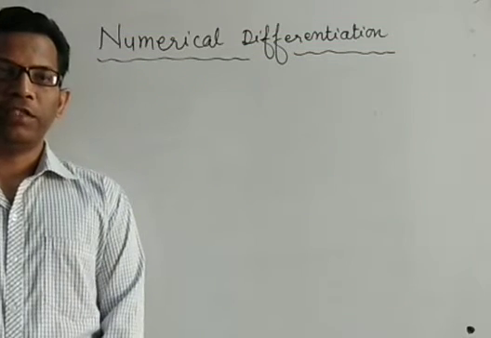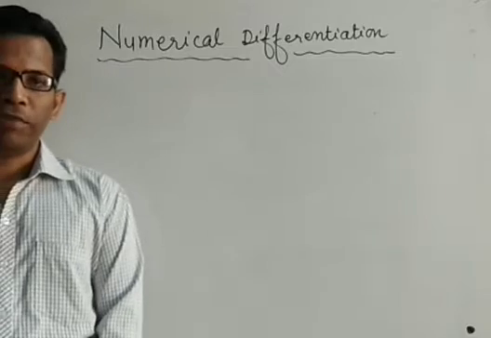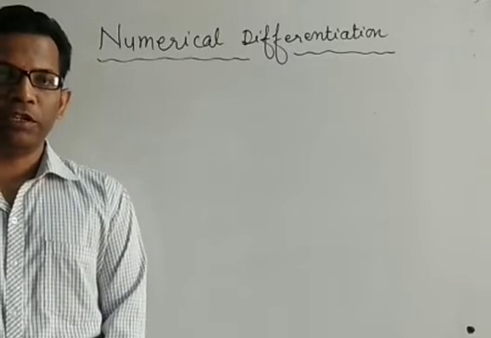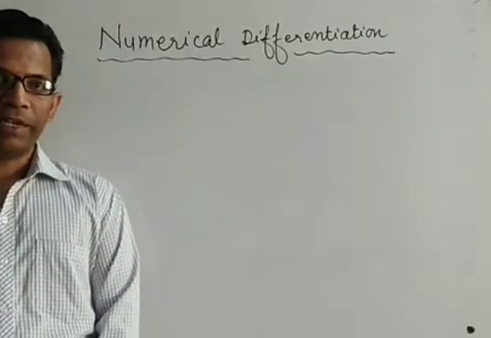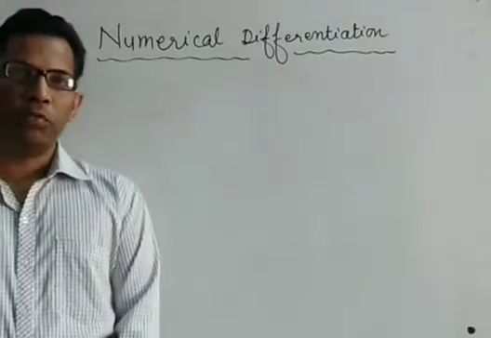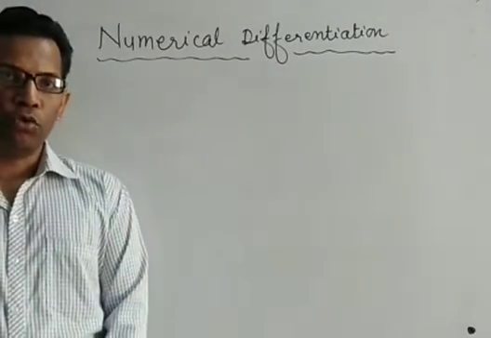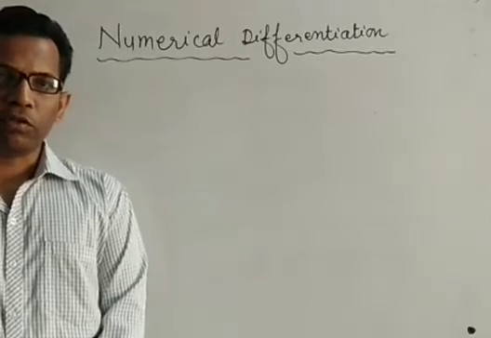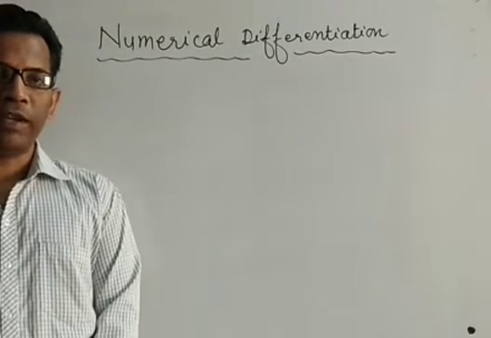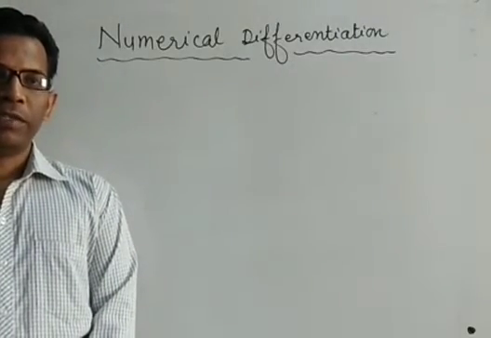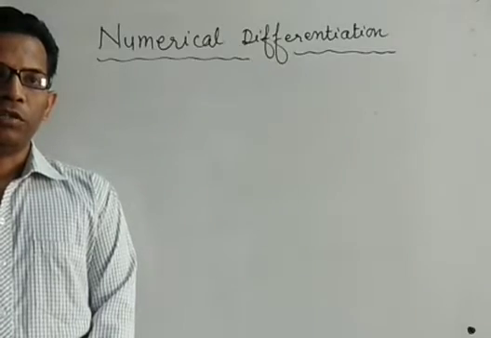Hello students, in this session I am going to tell you how to find first and second derivative using interpolation formula. तो सबसे पहले ये आइए जान लेते हैं कि ये numerical differentiation क्या होता है. तो numerical differentiation is the process of finding the approximate value of first derivative and second derivative using interpolation formula.